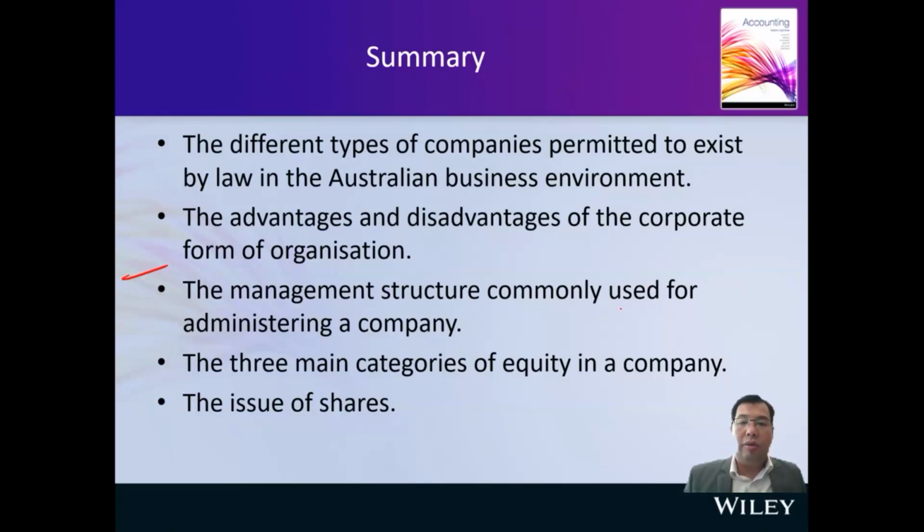The management structure commonly used for administering the company, as I mentioned before, we have the board of directors who will oversee, will monitor the managers, will set direction for the future strategic goal of the company. So we have this board of directors, and they have 3 main categories of equity in the company: share capital, retained profit, and other reserve.